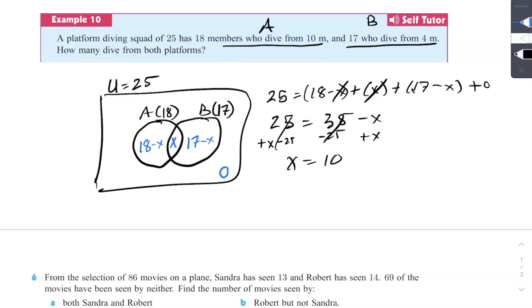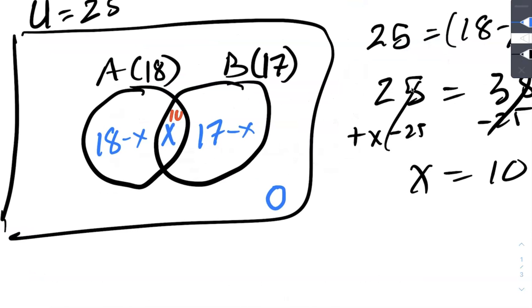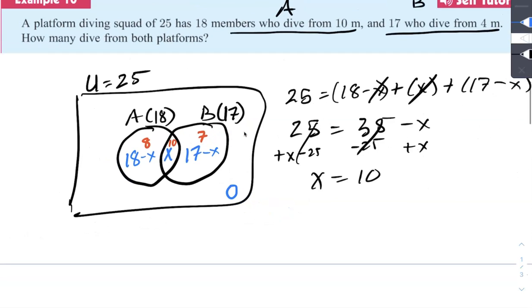Because now, since I know this, let me put it in red. Since this is 10, I can figure out the rest. If that's 10, the whole circle is 18, which makes this portion here 8, 18 minus 10. And same thing here. This whole circle is 17, 17 minus 10 makes this portion 7. Or I could just sub 10 into the variable right there and get 17 minus 10. That also works. So I got everything I need.